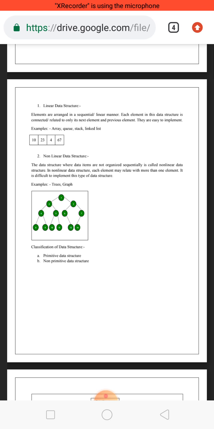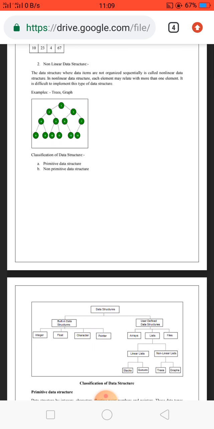The best example: whenever you search any website on a search engine, the search results, all those links, are retrieved from a graph-like data structure. And whenever you are going to store data in a hierarchical way, the tree data structure is used. Tree hierarchy: higher level, lower level, like that.